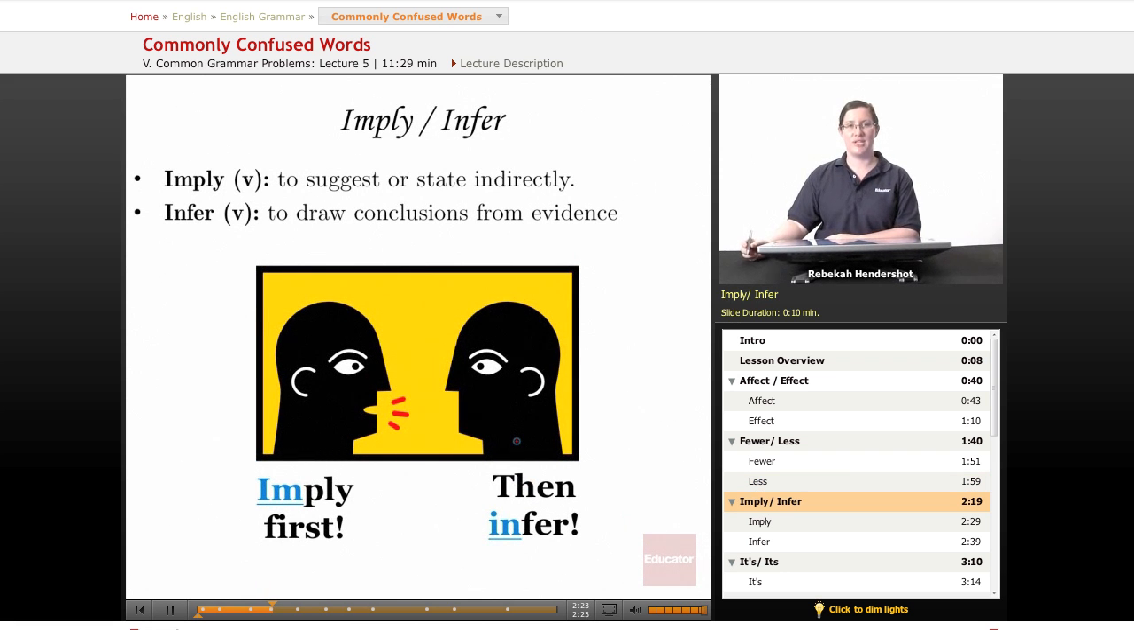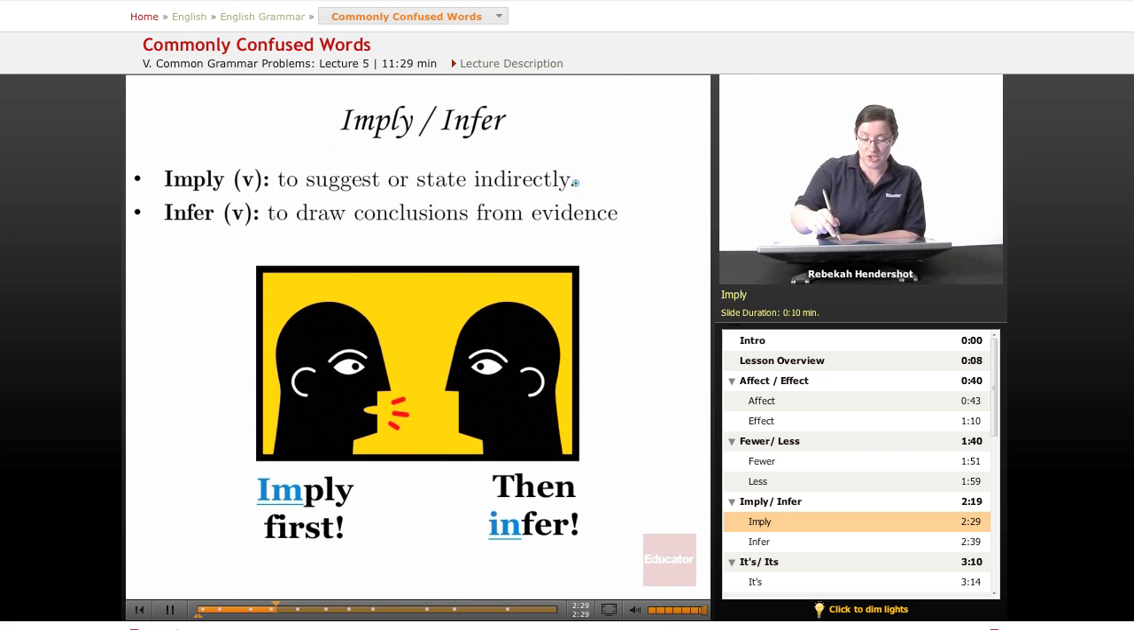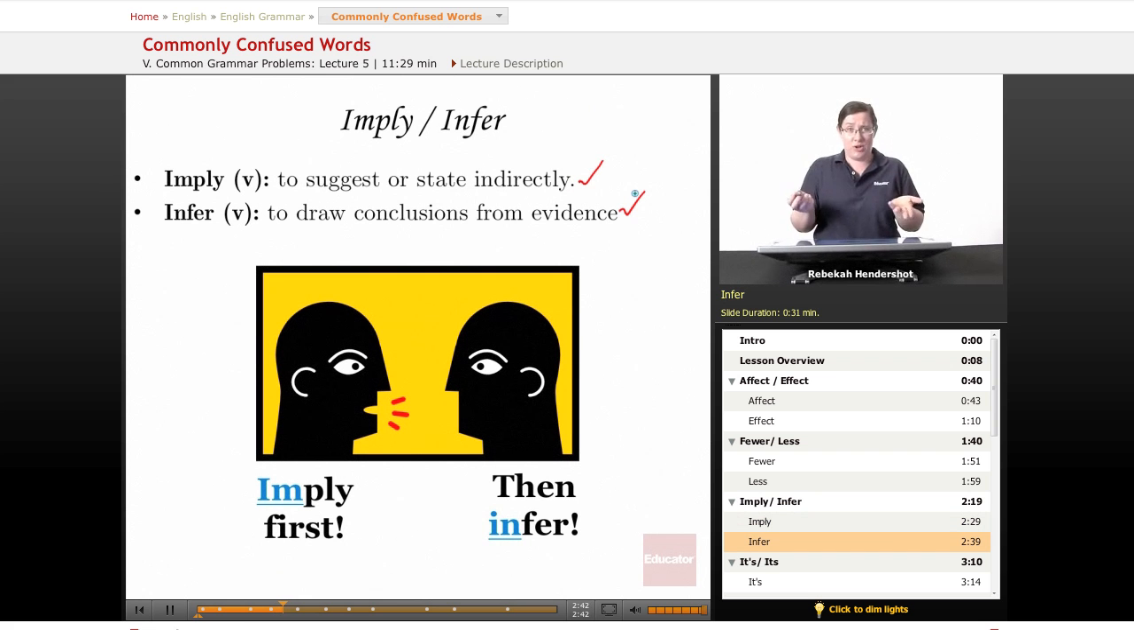All right, imply versus infer. This one will drive your teachers absolutely nuts if you mix it up, and sometimes it drives your teachers nuts privately. Imply means to suggest or state indirectly. You're saying something and you're implying, you're giving the impression of something a little extra or something else. To infer is to draw conclusions from evidence. It's what Sherlock Holmes does in pretty much all of his stories.